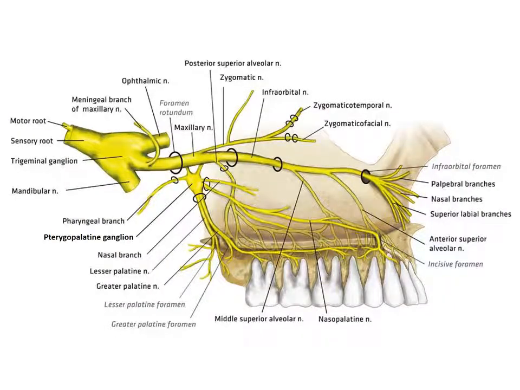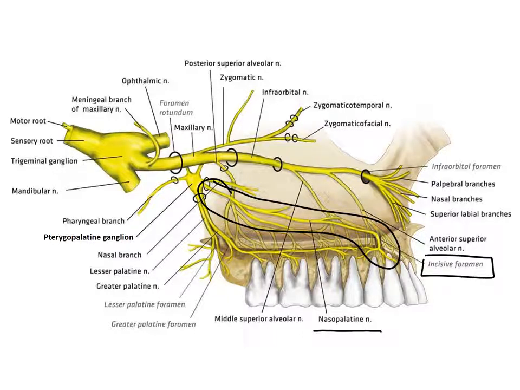I would like to use this image to point out the course and distribution of the nasopalatine nerve, shown here. Recall that the nasopalatine nerve exits the pterygopalatine fossa along with the sphenopalatine artery via the sphenopalatine foramen. Once inside the nasal cavity, the nasopalatine nerve descends obliquely along the nasal septum, and here at the incisive canal or foramen, the nasopalatine nerve enters into the oral cavity to supply the anterior aspect of the hard palate.